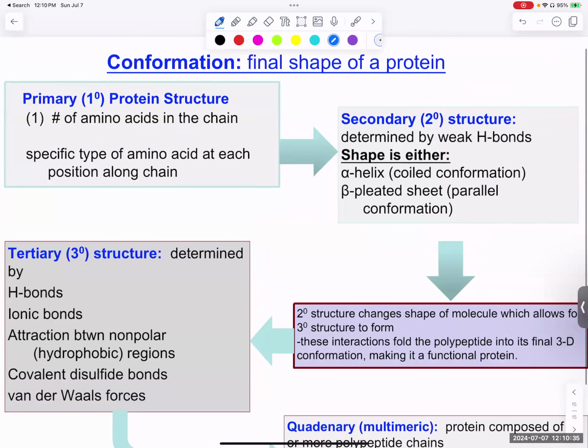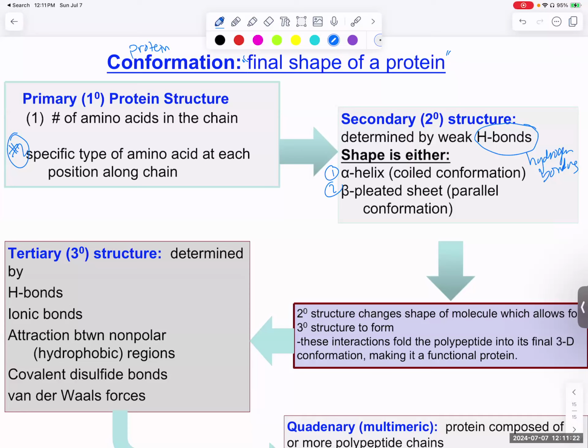So just a quick review. A protein conformation is the final shape of the protein. And it starts with the primary protein structure, which is the number of amino acids in the chain, and number 2, the specific type of amino acids that are positioned next to one another along the chain. After the primary protein structure, you're going to have a secondary structure form due to hydrogen bonding. And remember, it's bonding between the hydrogen of one amino acid and the carboxyl oxygen of another amino acid. And so it's either going to be an alpha helix or a beta pleated sheet.